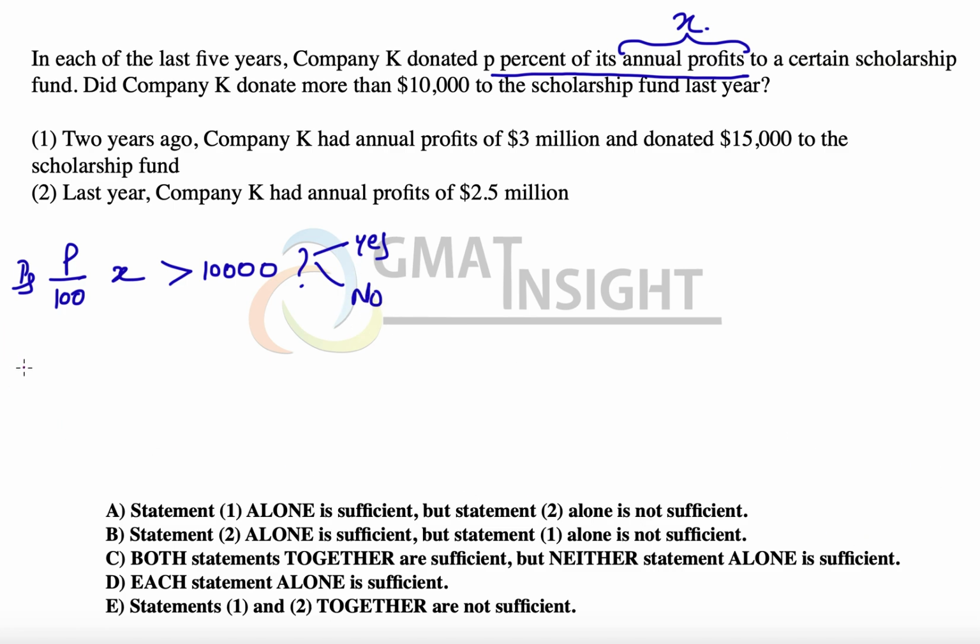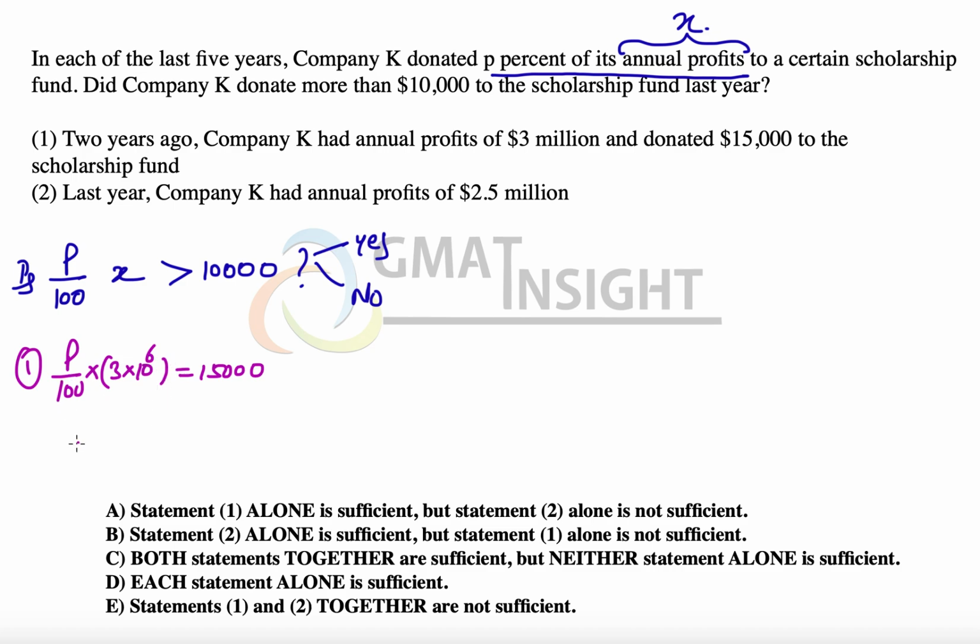Now let's look at the first statement. The first statement says that 2 years ago, Company K had annual profit of 3 million and donated 15,000 to the scholarship fund. So 2 years ago, P% of 3 million is equal to 15,000. Now this information gives us the value of P. So that is the first thing.